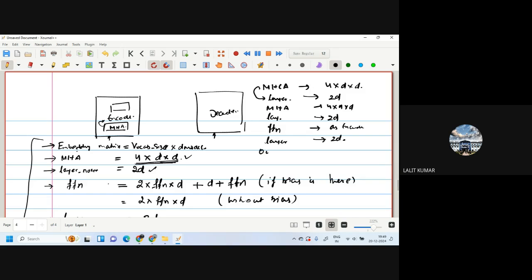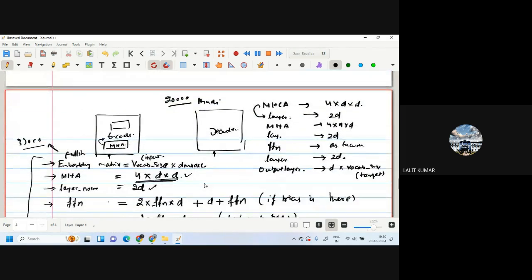And now finally the output layer. The output layer is the same as the embedding layer. Parameters are the same. Now it will become D model into vocab size. Here will be the target vocab size, and this is the input vocab size. For example, if it was English to Hindi translation, then English might have a vocab size of 37,000 and Hindi might have only 20,000. So using these concepts we can find the number of parameters. Now with this approach, shall we solve this question? And this is for one layer.